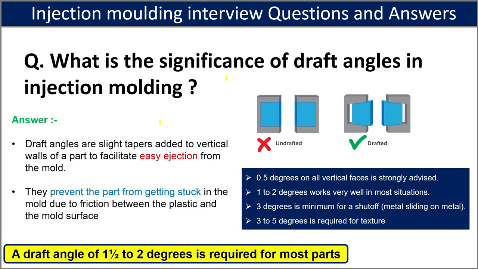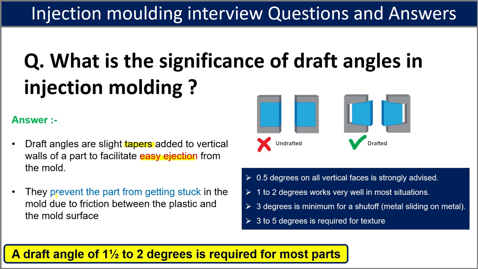Okay, the next question is, what is the significance of the draft angle in injection molding? So the draft angle is nothing but the taper. We are tapering the wall of the part. The vertical wall of the part we are giving some angle so that we can easily remove the part from the mold. Here you can see that with the straight one it will stick to the mold surface, but when we apply the taper we can easily remove the part from the mold.